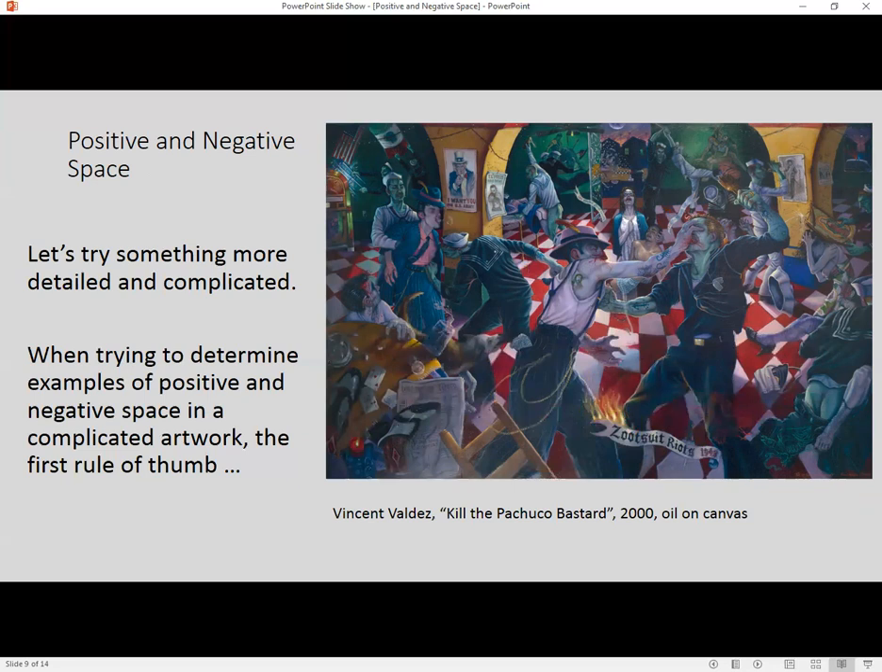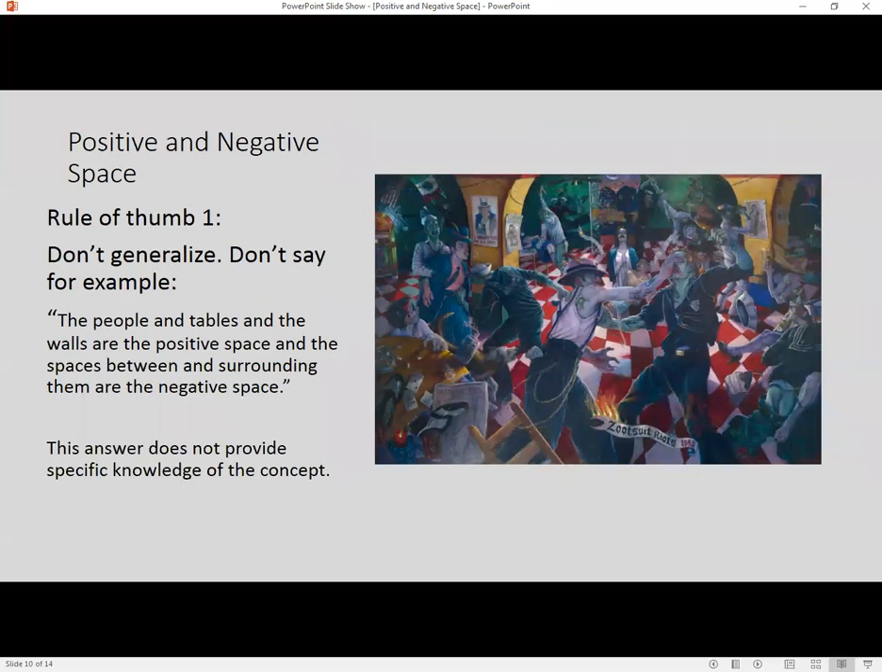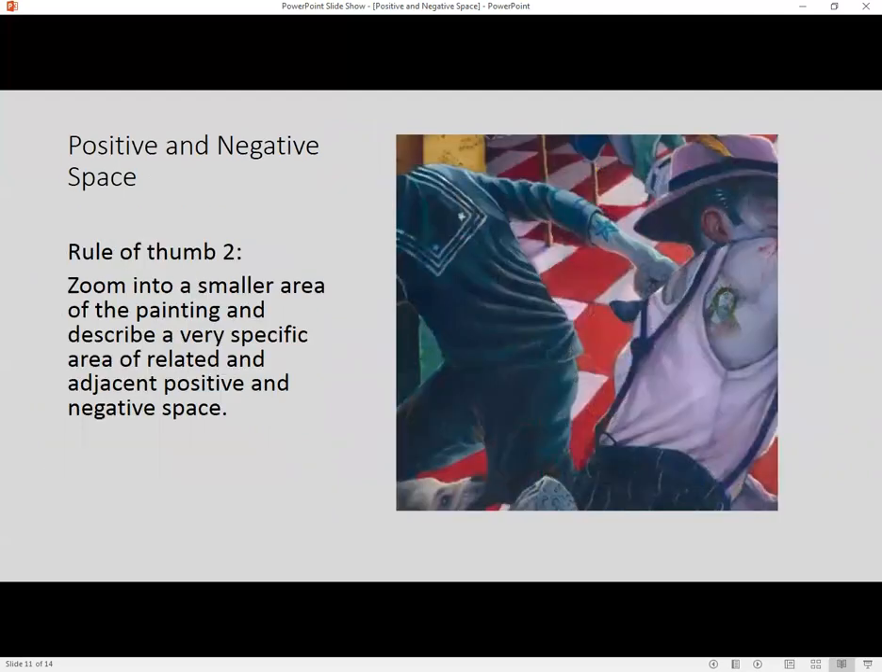So when you're trying to determine examples of positive and negative space in a complicated artwork, the first rule of thumb is what? Don't generalize. Don't try to describe the entire painting. Don't say the people and the tables and the walls are the positive space and the spaces between them surrounding them are the negative space. That's generalized, and that doesn't provide specific knowledge of the concept, and that doesn't let me know that you know what you're talking about.